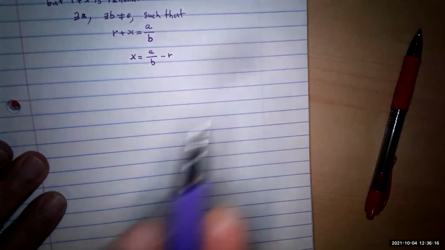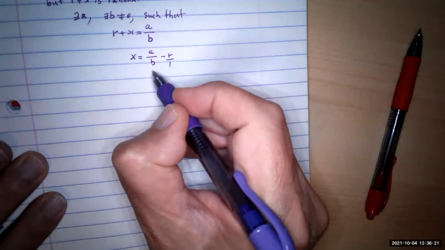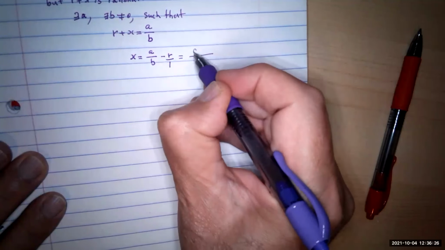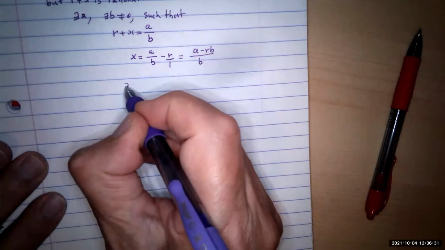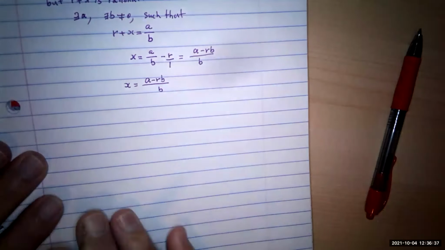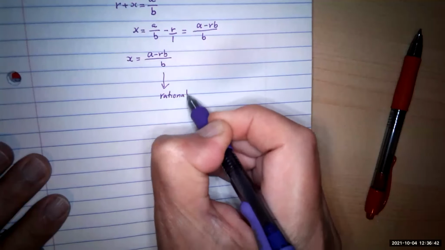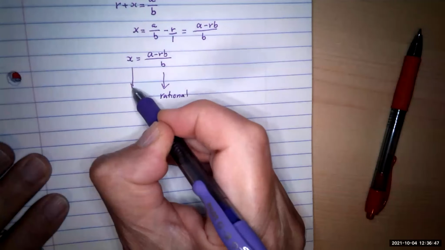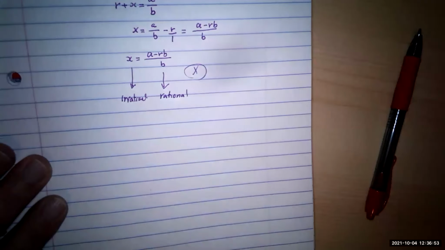You can find the common denominator if you like. If you like, you can go one more step. So rewrite it with common denominator B, and this is going to be A minus R times B. So you have X equal to (A minus RB) over B. Now, this is a rational number, because the top is all rationals and B must be a non-zero number, which is the case. But this is irrational. So we get a conclusion.